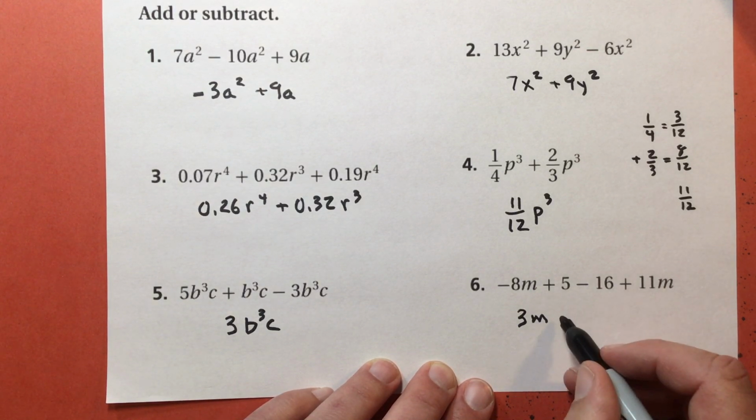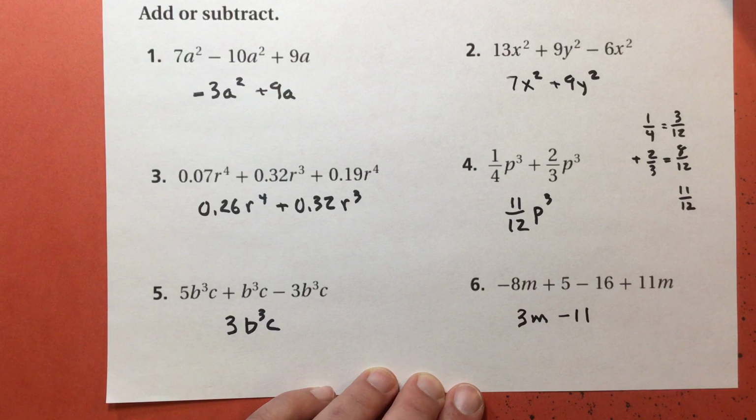5 subtract 16 is negative 11. And these two I cannot put together any further because they're not like terms.